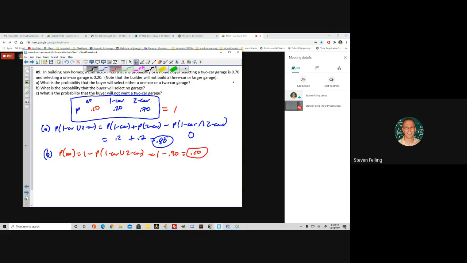And then for the last one, we want to find the probability that the buyer will not want a 2-car garage. Okay, so not a 2-car garage, or maybe I could write it this way. The probability that they do not want a 2-car garage, not a 2-car garage. Okay, well, that's going to be everything that isn't that. So it's going to be 1 minus the probability of having a 2-car garage, right? So if the probability of having a 2-car garage is 70%, then that means the other 30% is the probability that they would not have a two-car garage or not want a two-car garage.